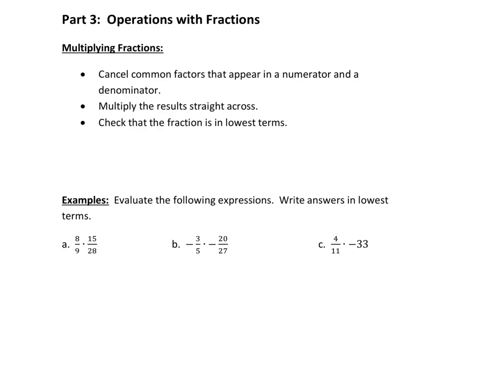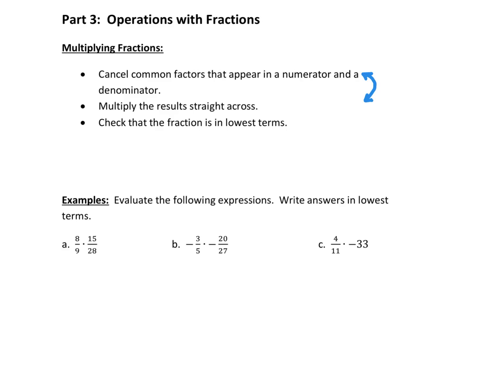So, operations with fractions. We're going to start with multiplying. There are only two basic steps that you need in order to multiply fractions. The first thing that we want to do is cancel common factors that appear in a numerator and a denominator, and then multiply the results straight across. Now technically, you can do this in either order. You can multiply and then simplify.